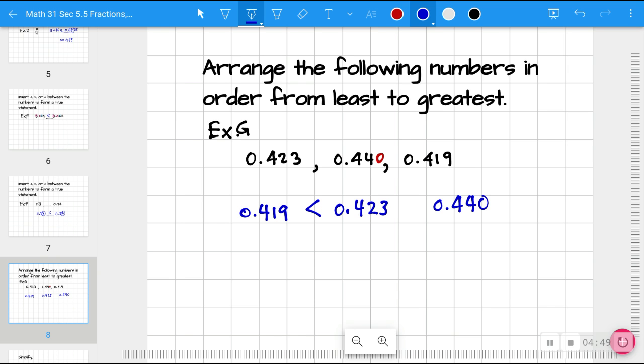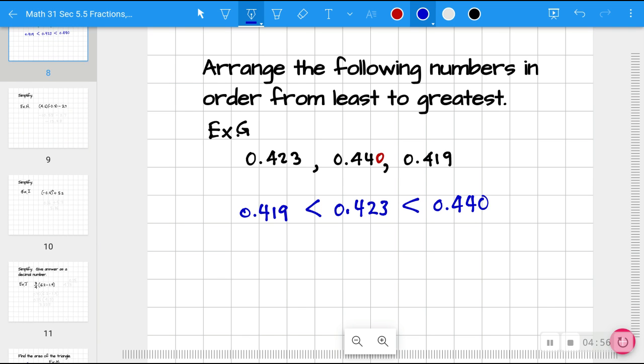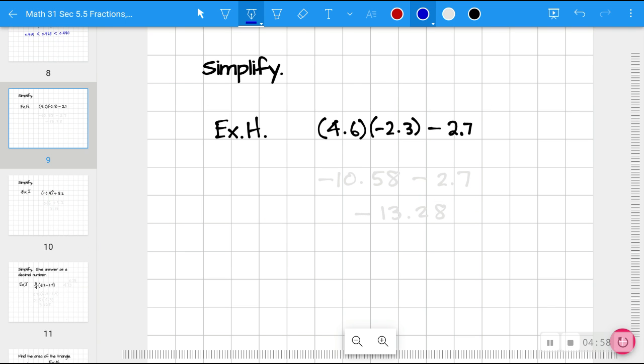And you just put a less than sign and a less than sign, and that indicates that the one on the left is the smallest of all of them, and the one on the right is the biggest of all of them.